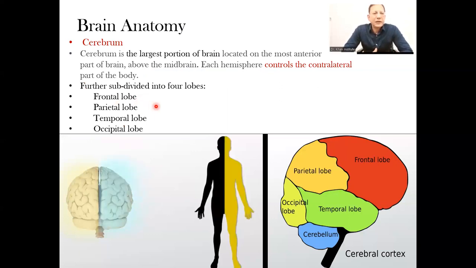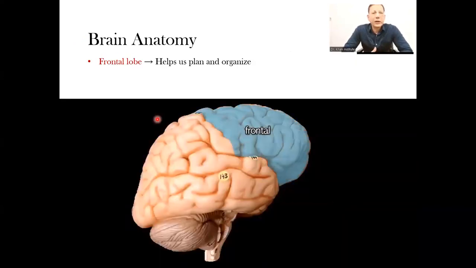It is further subdivided into frontal lobe, parietal lobe, temporal lobe, and occipital lobe. It is over here that all your consciousness is occurring. So all your perception of everything, your hearing, your seeing, your touching, your tasting, and all your thinking occurs over here. So first is the frontal lobe situated anteriorly.